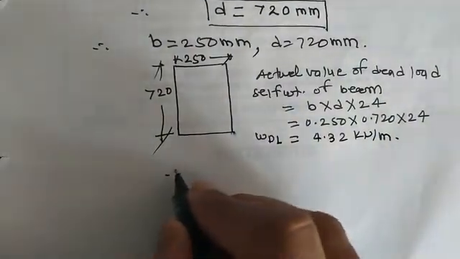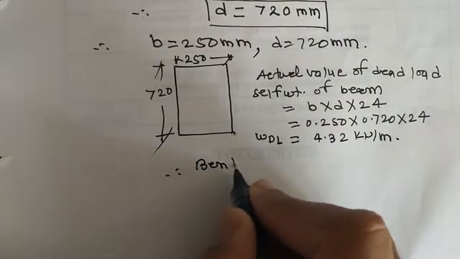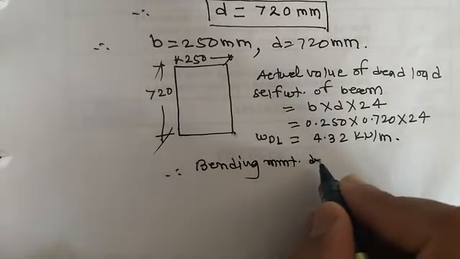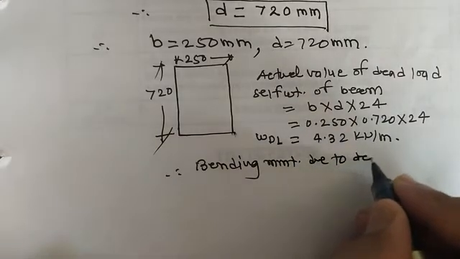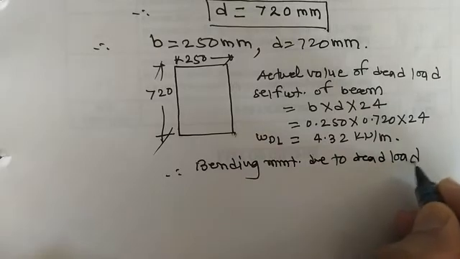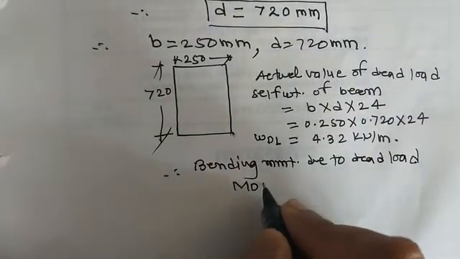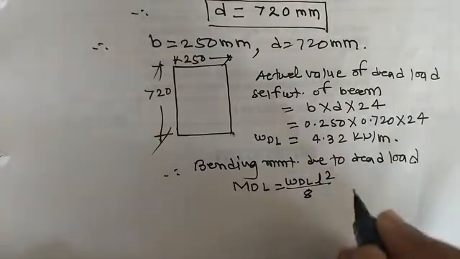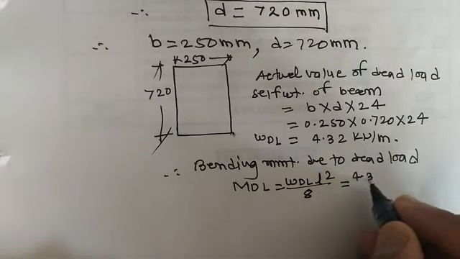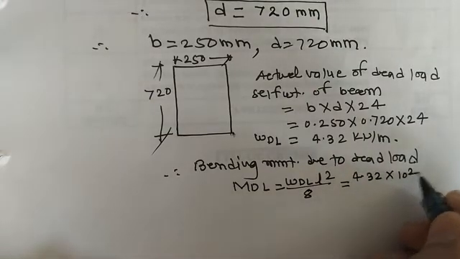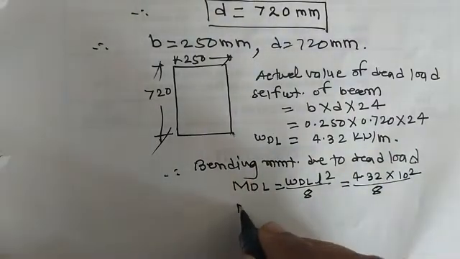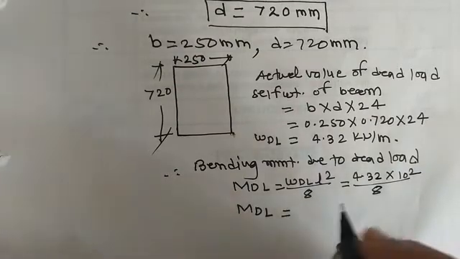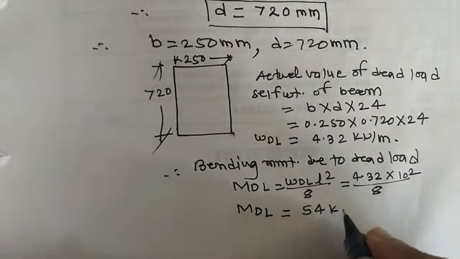Considering this dead load, what is the bending moment due to dead load? It is M_DL, dead load, L square by 8, assuming that the beam is simply supported. It is 4.32 into 10 square by 8. So what is the actual value of bending moment due to dead load? It is 54 kilonewton meter.